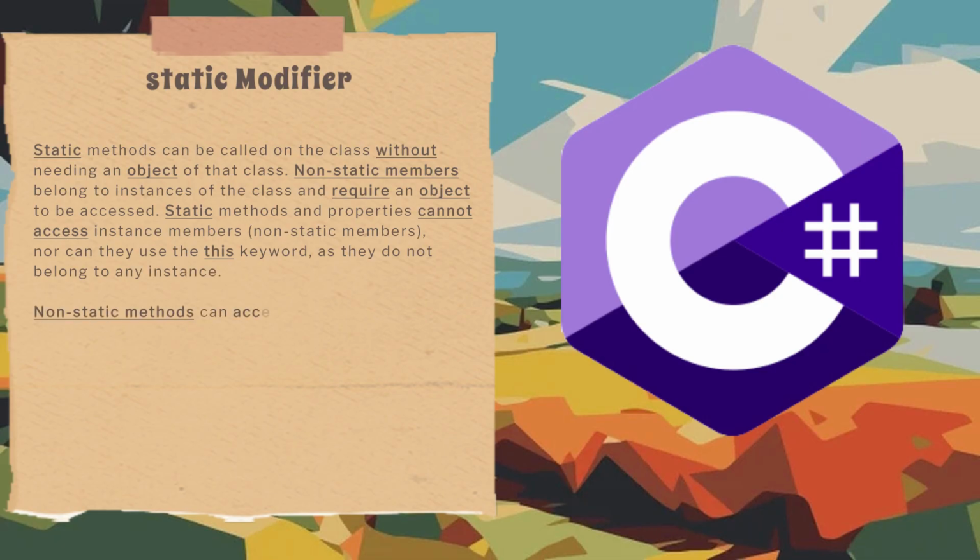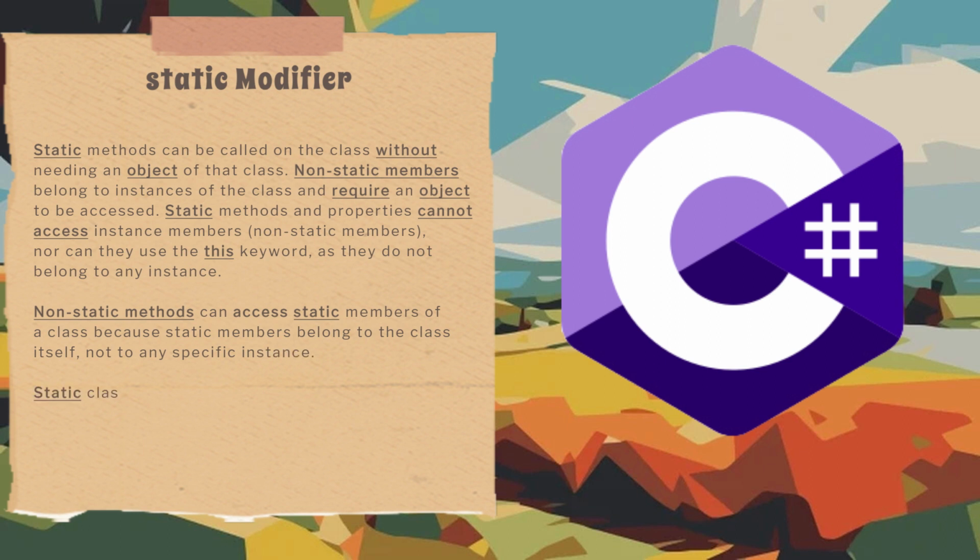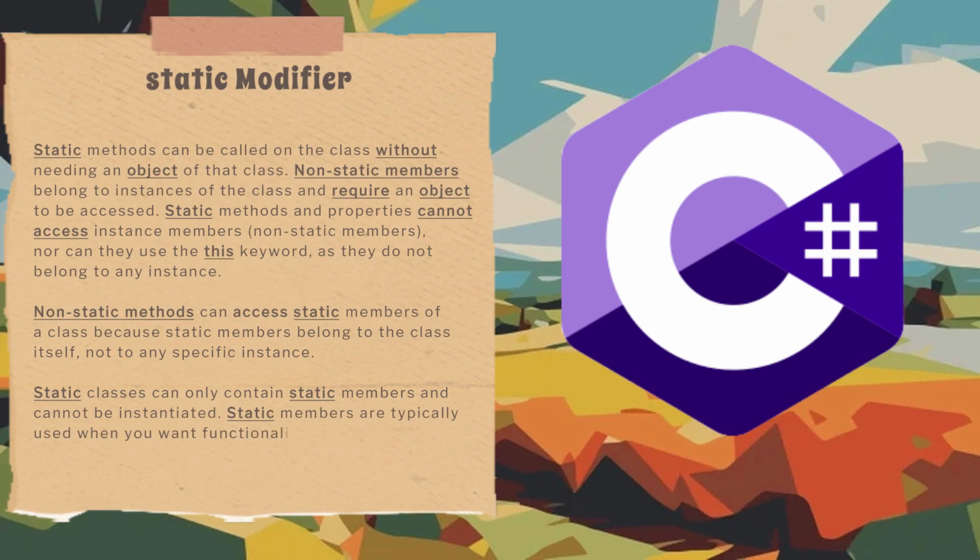Non-static methods can access static members of a class because static members belong to the class itself, not to any specific instance. Static classes can only contain static members and cannot be instantiated. Static members are typically used when you want functionality that is not dependent on object-specific data, such as utility methods or constants.